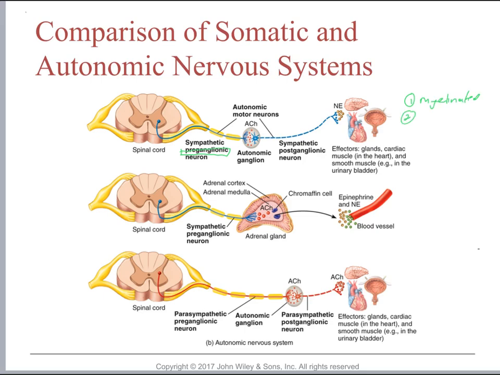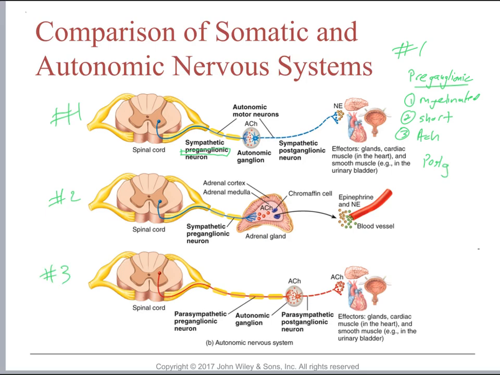Number 2, it's relatively short. So the preganglionic neuron is myelinated. It's short. When we look at the ganglia, the neurotransmitter it's secreting is acetylcholine. Okay? Now, let's take a look at the post. And again, let's just reiterate that's number 1 here. Number 1. We'll look at number 2 and number 3 as we continue on.